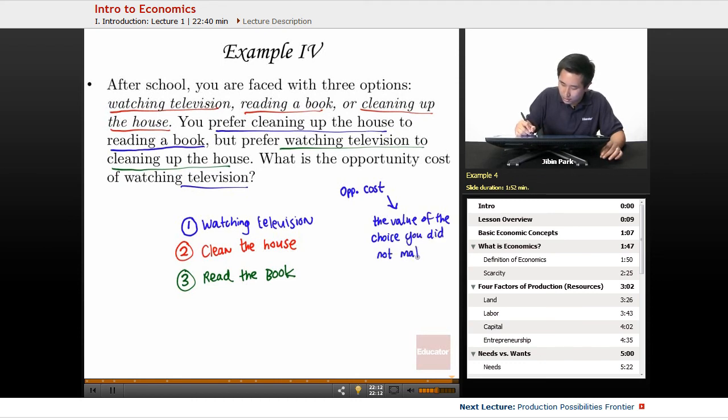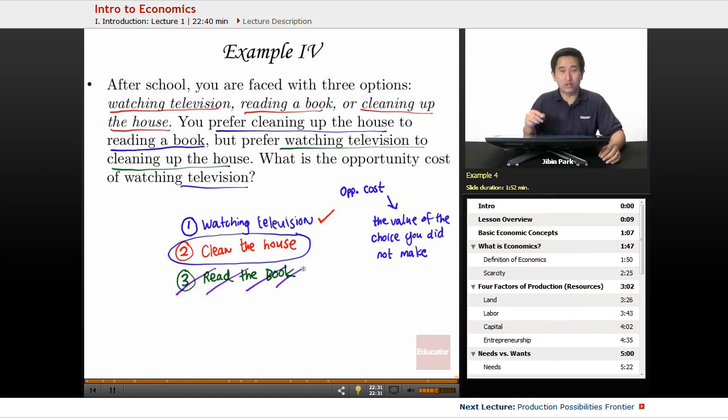So what is the opportunity cost of watching television? If you decide, I'm going to go ahead and watch TV, then the opportunity cost here is cleaning the house. It's not reading a book, because that's what you would have done on your third list of priority. It could be a trade-off, but the opportunity cost is the next best alternative.